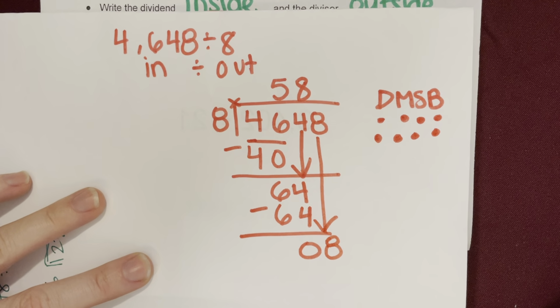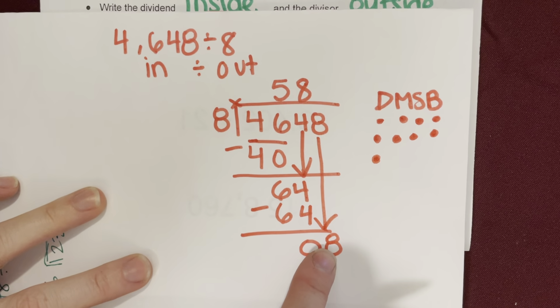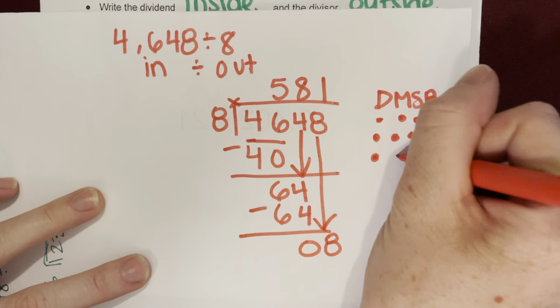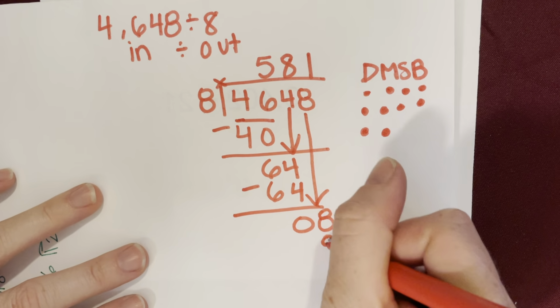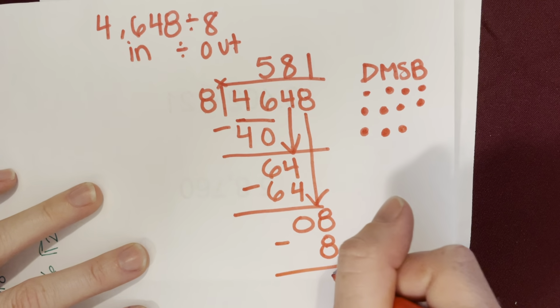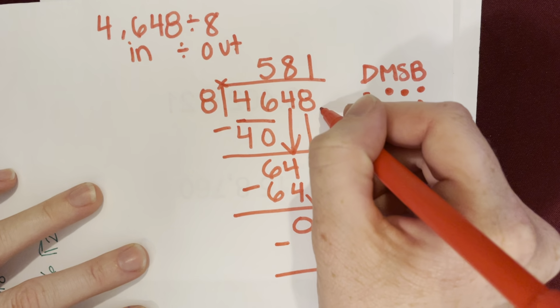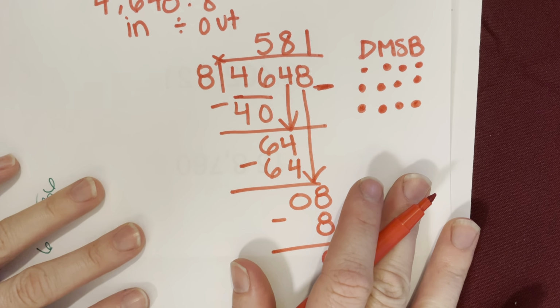And now I start the process all over again. I divide. I ask myself, how many 8s can fit into 8? 1 eight can fit into 8. Now I need to multiply. 1 times 8 equals 8. Now I need to subtract. 8 minus 8 is 0. Now I need to bring down. There's nothing more right here to bring down. I have a 0. I am all done.